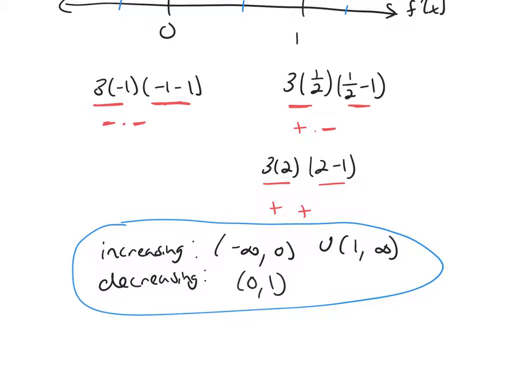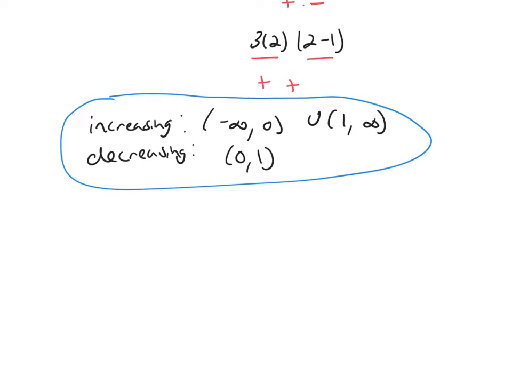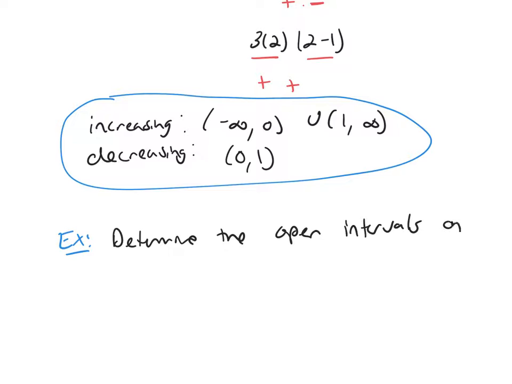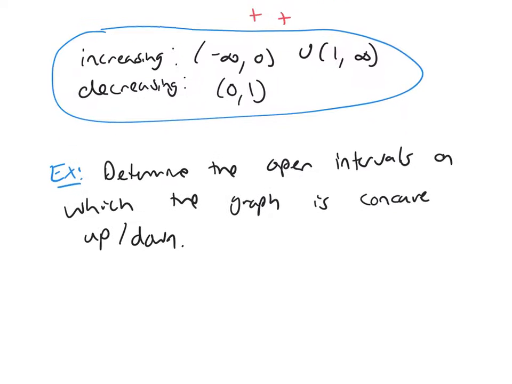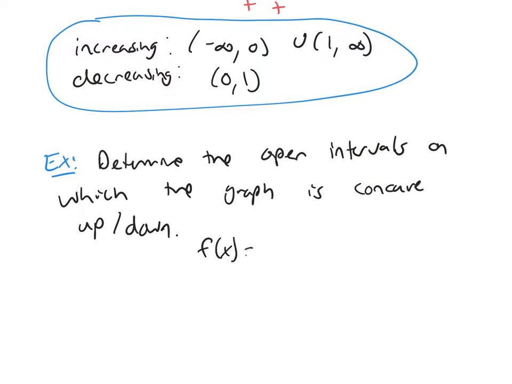All right, and then let's talk about concave up and concave down. Let's look at the next example. Determine the open intervals on which the graph is concave up or down, and the function we're going to look at here is x to the 4th minus 4x cubed. Now here it's talking about concave up, concave down, which means you need the second derivative.